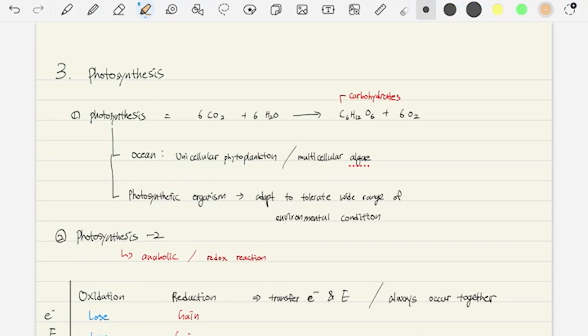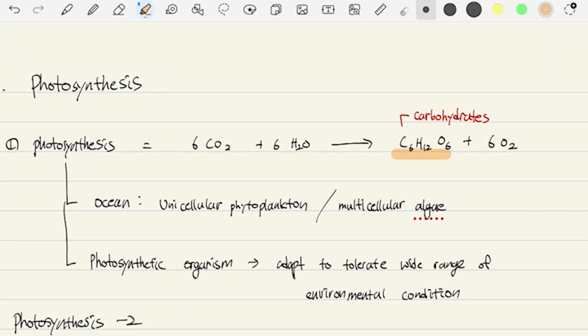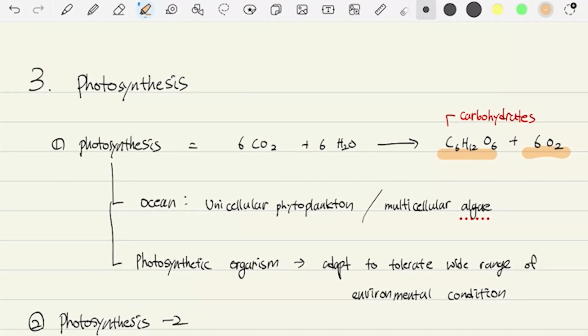So, as you guys know, photosynthesis is what plants do to get organic molecules for their survival. They produce carbohydrates that we usually call glucose, and they also produce oxygen, which is critical for other organisms on Earth to live. This is the basic formula of photosynthesis, where 6 carbon dioxide and 6 water are synthesized into 1 carbohydrate and 6 oxygen.